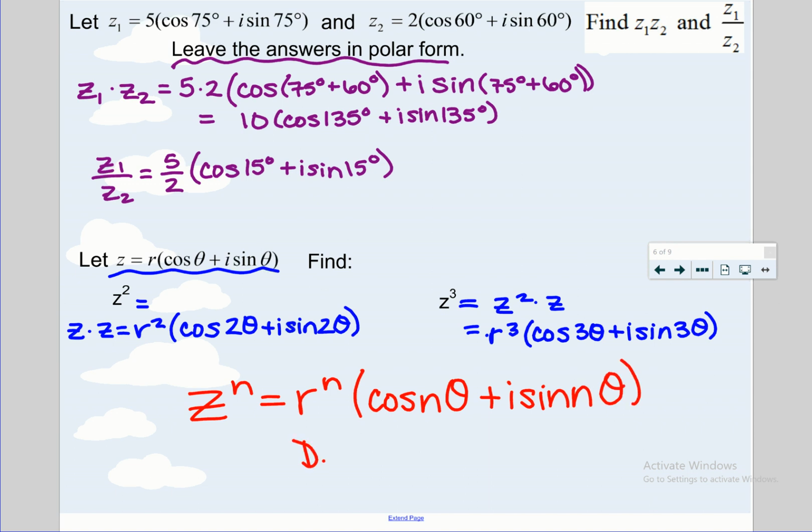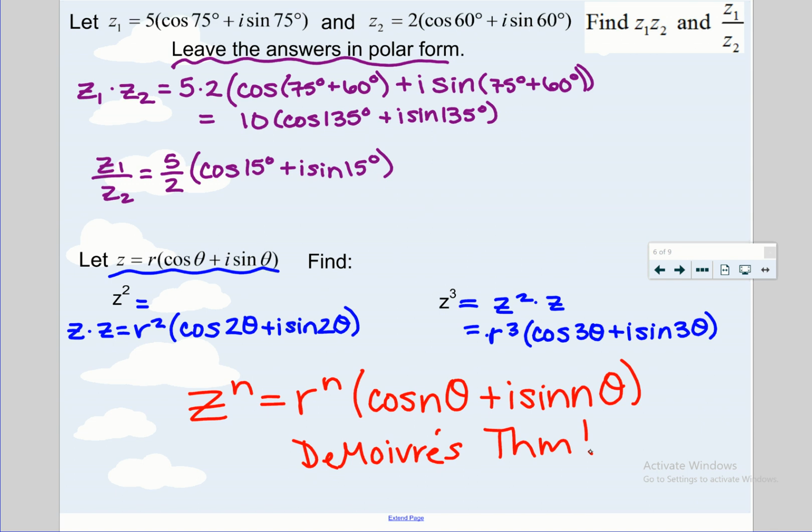That is de Moivre's theorem. Write it down. This allows us to take any complex number to any integer power, so positive or negative power. This, I think, is the number one reason I would ever want to put a complex number in polar form.